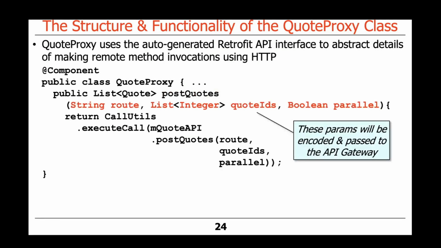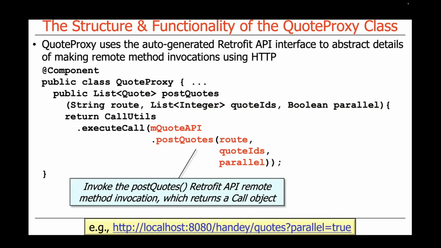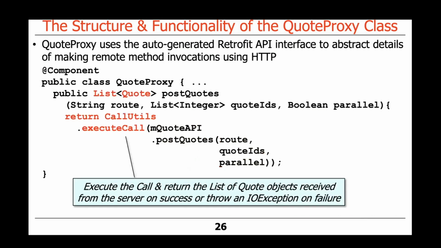So we're going to pass in the service name, the quote IDs, and the parallel flag. That's what's going to be encoded and passed to the API gateway. This is the actual call to the post quotes method on the quote API. That returns a call object, and the call object, when called, generates the URL that we show down at the bottom, encoding things based on what retrofit does. And then we're going to make a call to this little utility method called execute call. And that will, as we'll see in the next slide, execute the call and return the list of quote objects received from the server if all goes well, or it'll throw an IO exception if things go awry.